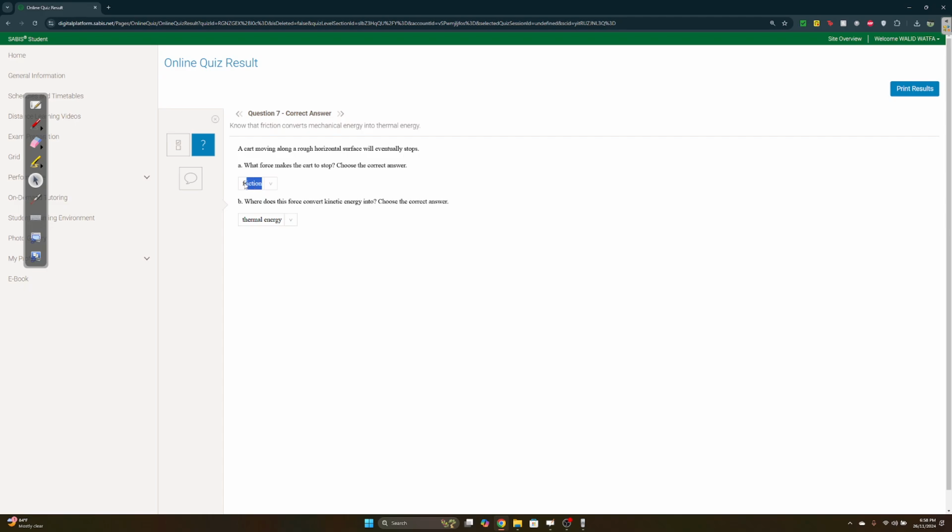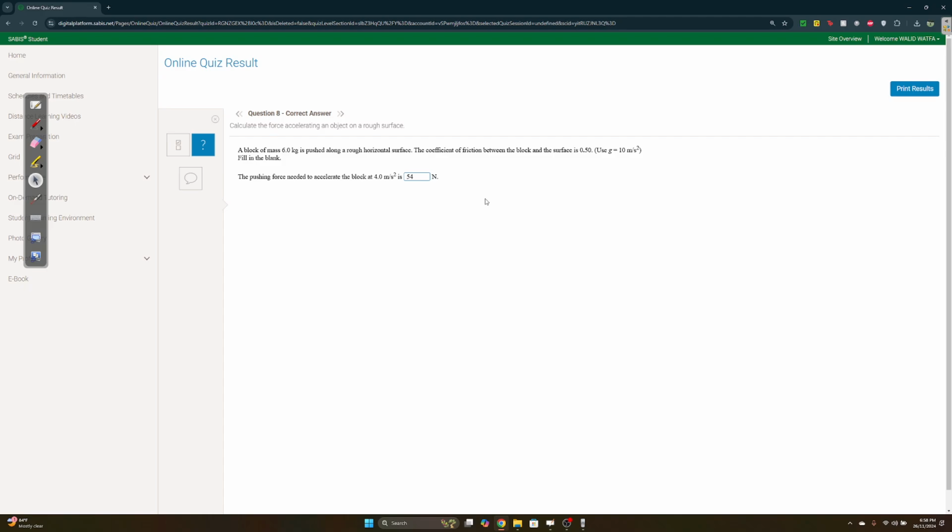Okay, a cart stops eventually. So what makes it stop? Of course friction, and friction converts kinetic energy into thermal energy. A block of mass 6 kg is pushed along a rough horizontal surface. The coefficient of friction between the block and the surface is 0.5. The pushing force needs to accelerate the block at 4 meters per second squared. F is equal to ma.